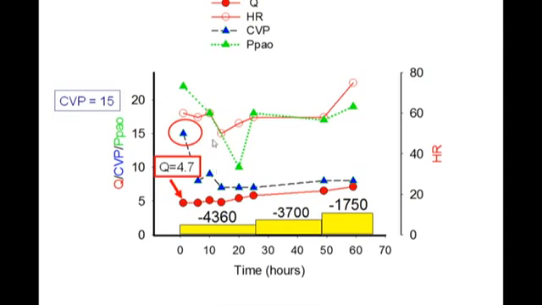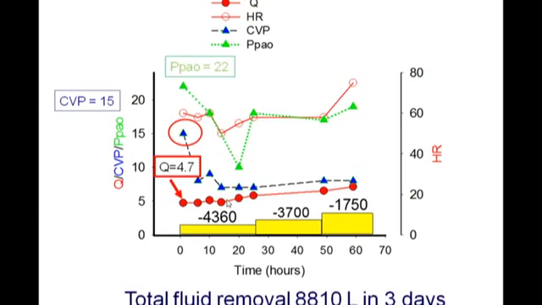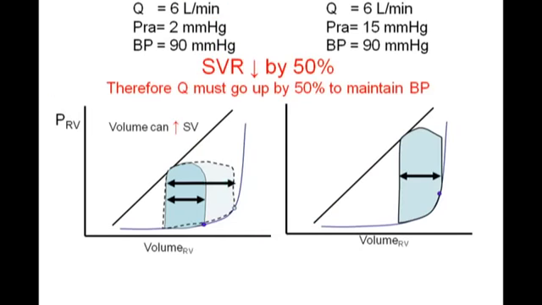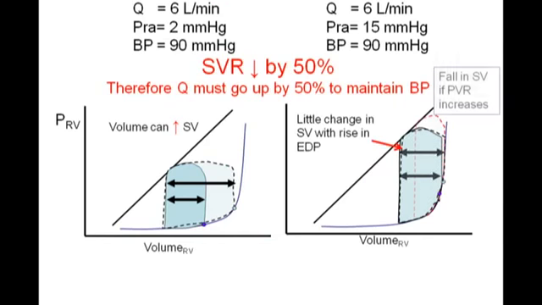What happens? Her pulmonary artery occlusion pressure falls, her CVP falls. 8.8 liters in 3 days, just with diuretics, not mechanical methods, and her cardiac output actually rises to 7.1. You make it more efficient simply by diuresing her. I'm going to skip this last slide.